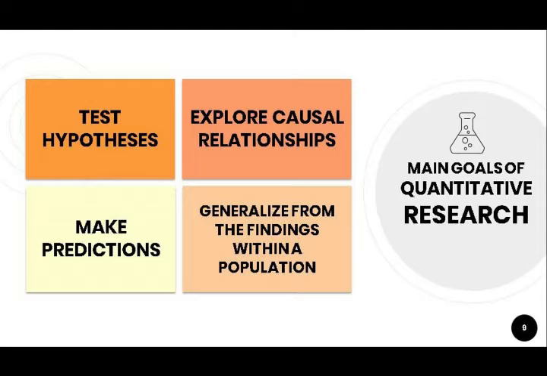Fourth, generalize from the findings within a population. This is the major reason why we do sampling. So we don't test the entire population. We just get a sample from that population using our sampling methods, which we will be discussing later on.